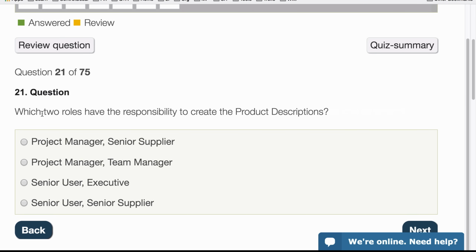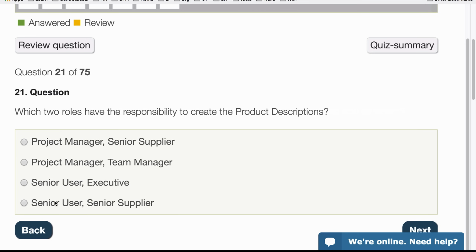Question 21. Which two roles have the responsibility to create the product descriptions? So somebody can help the project manager create the product descriptions. So is it the project manager and senior supplier? No, not really. The project manager and team manager? Maybe. The senior user and executive? The senior executive will not do that. The senior user and senior supplier?